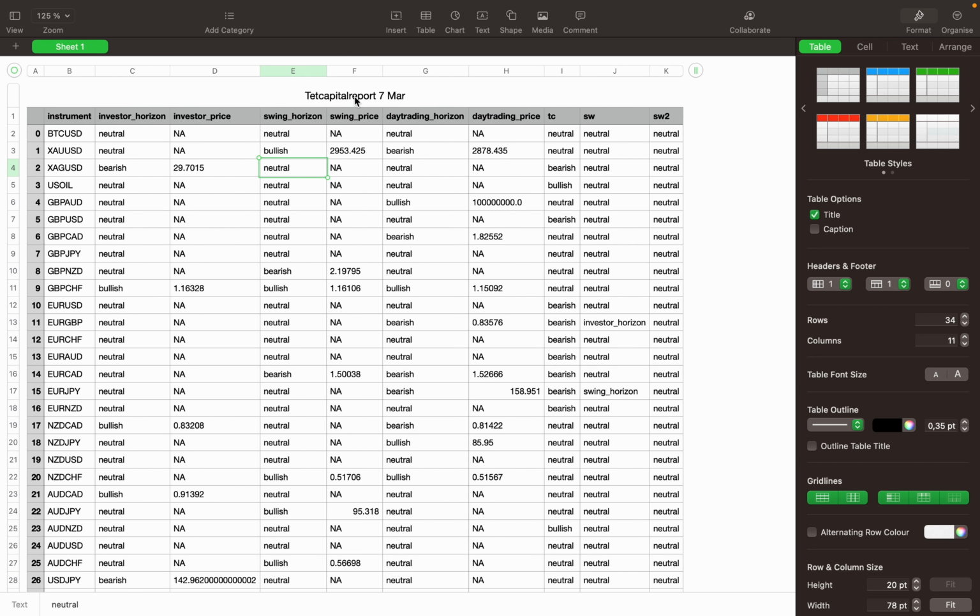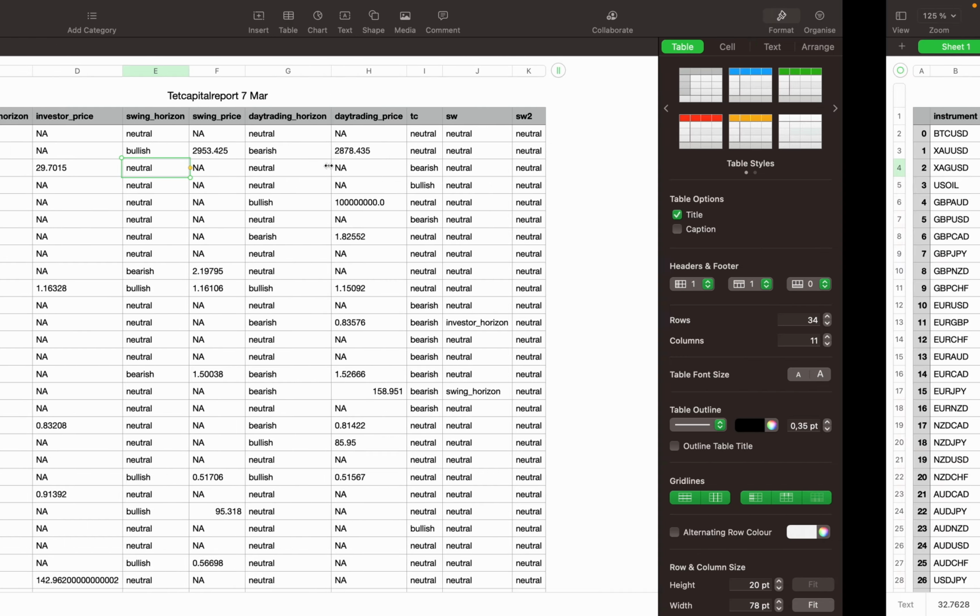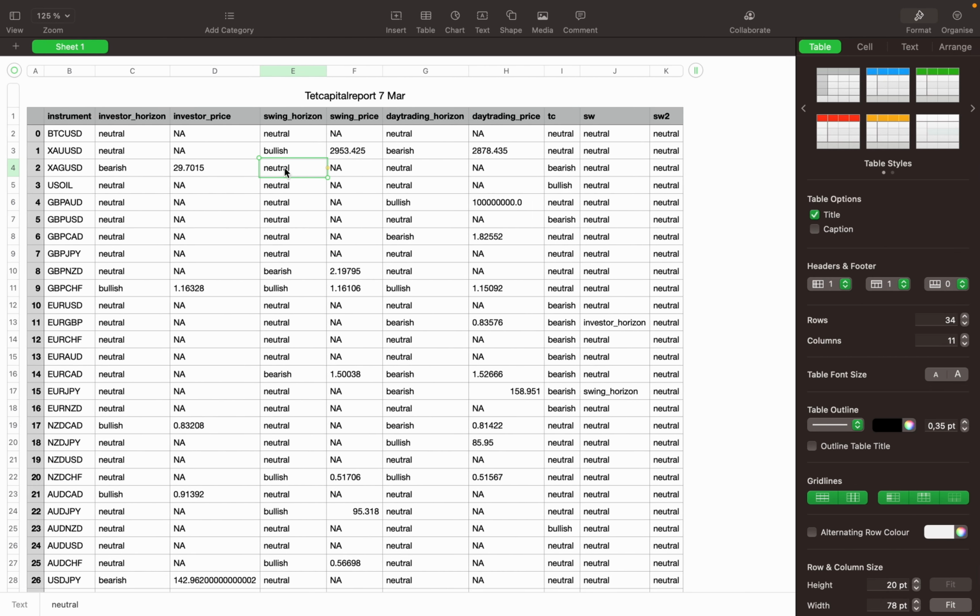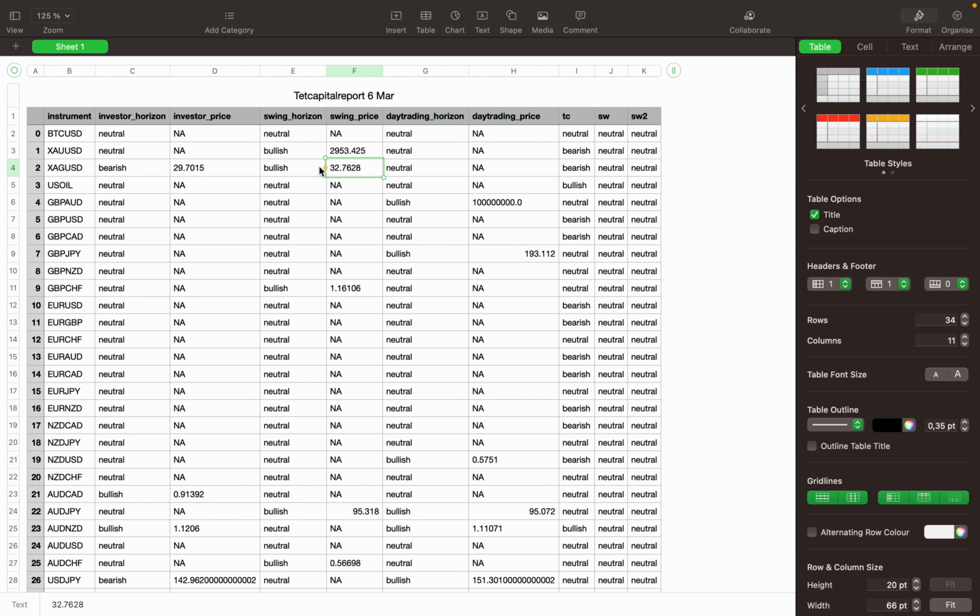Now, yesterday, on the 7th of March, that bearishness remains on the investor horizon. However, the bullishness on the swing horizon just ended. We turned neutral on the swing horizon. So that is the main thing for me, that the swing horizon went from bullish to neutral, which means the bullishness just ended on a swing horizon on a micro time frame. And from a macro perspective, that bearishness will now resume.